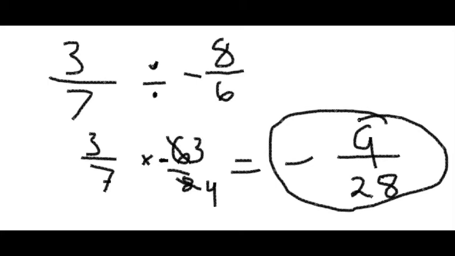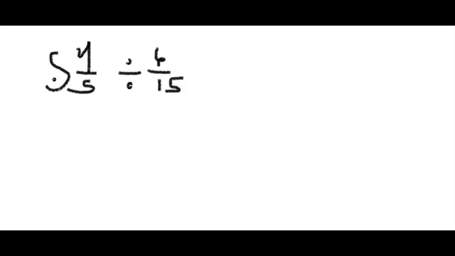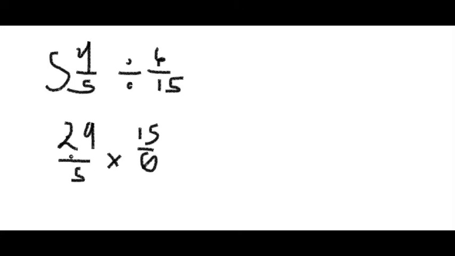Same thing with 93. You're going to have to change that into an improper fraction and then divide. Well, let's do it together. Doesn't hurt to help you out. We'll change this to 4 over 5 divided by 6 over 15. We'll leave that. 5 times 5 is 25. 25 plus 4 is 29. So you have 29 over 5 times 15 over 6.